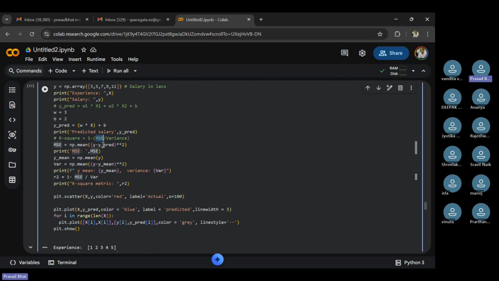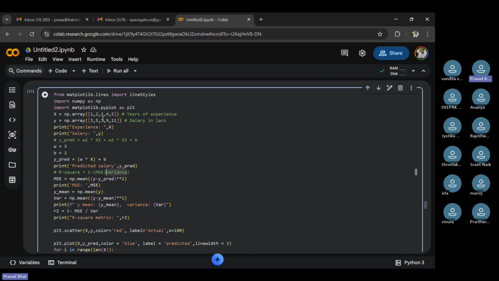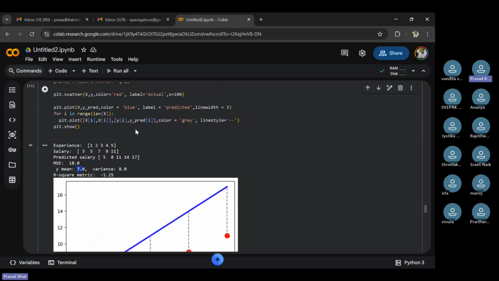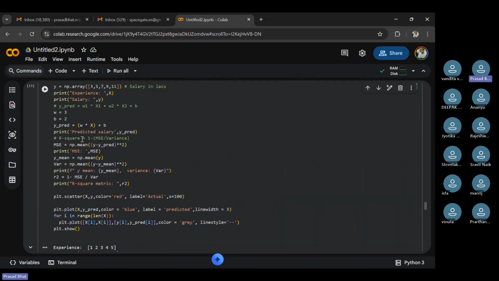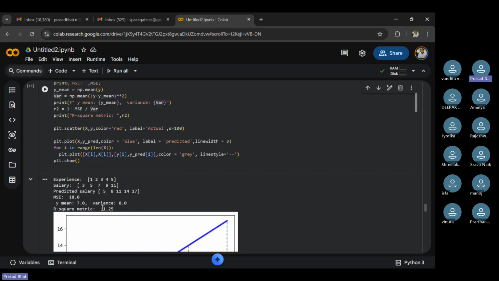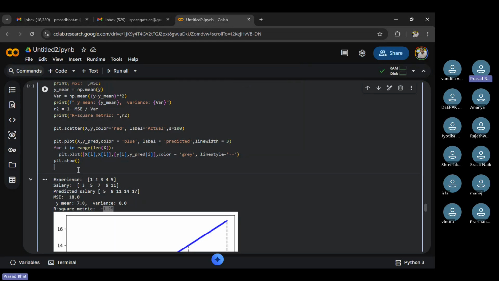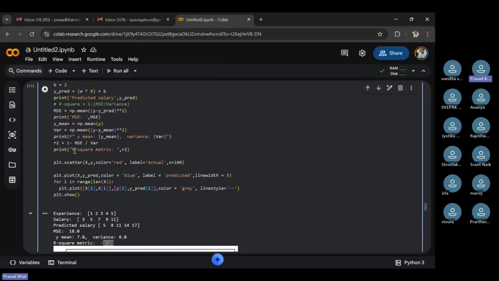If I'm simply predicting the mean value, the average value, instead of any modifications, in this case it is going to be around 7. Yeah, mean is 7. So if my model simply predicts 7, then the R square metric becomes 0, correct? That means getting minus 1.25 means our model is performing in such a bad way that it can't even keep up with the performance of predicting the mean value. It is that bad, the model we have created.